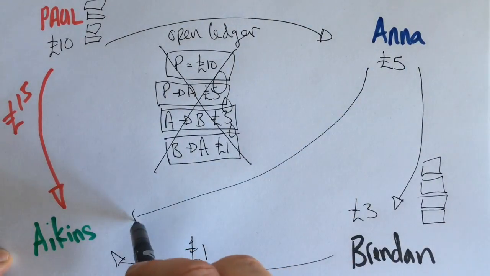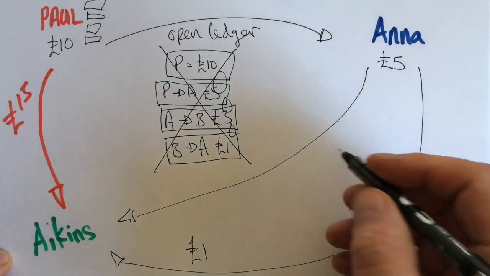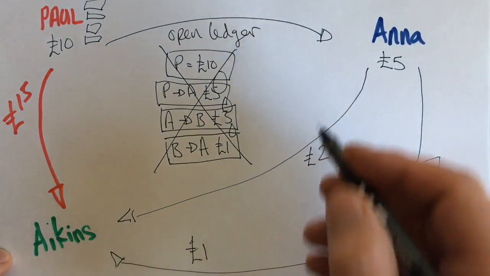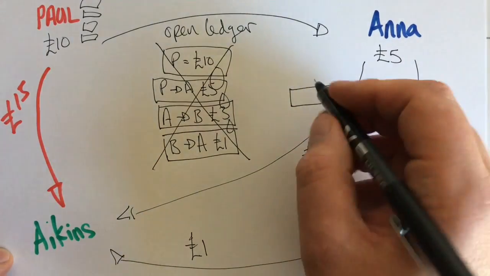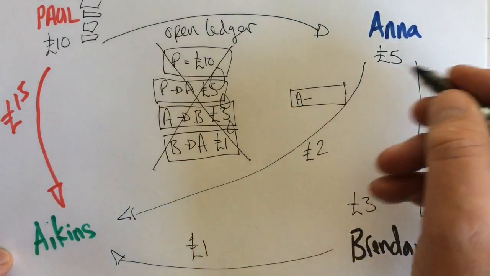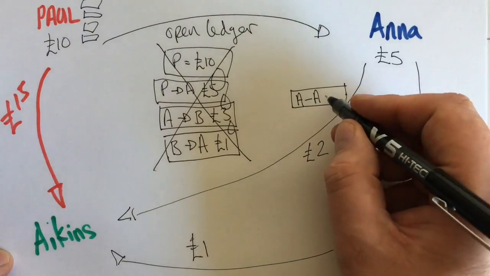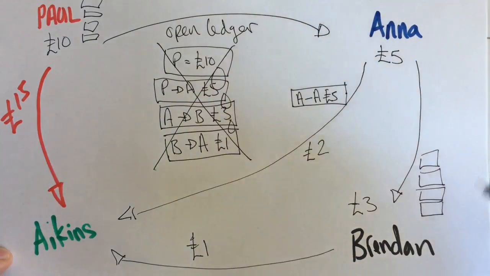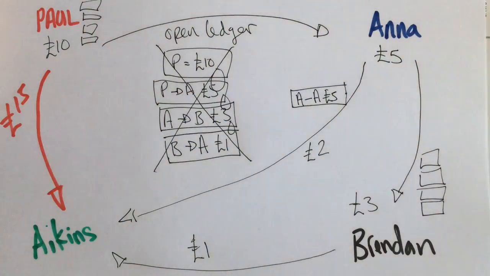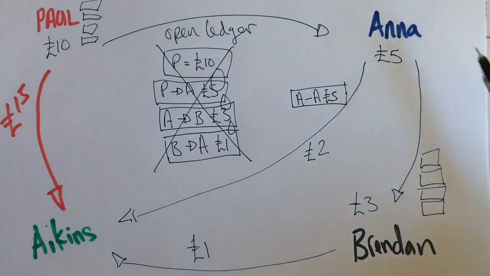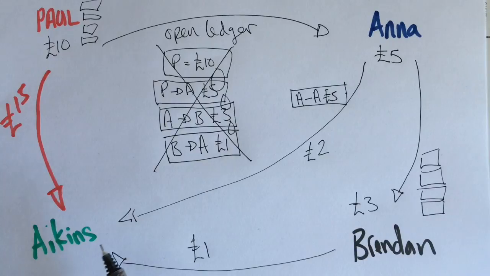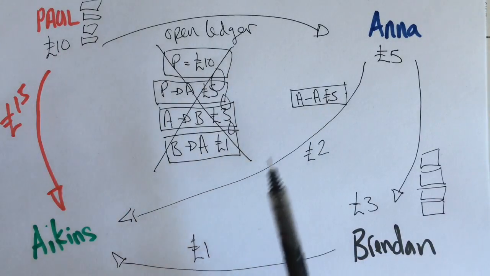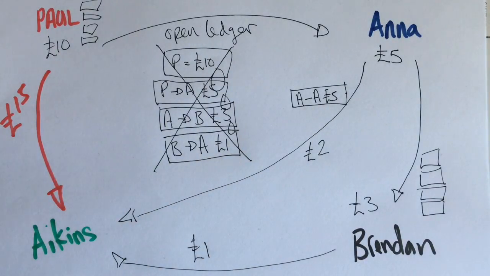Anna wants to transfer to Aikens £2. She advertises and publishes the fact that she's moving £5 from Anna to Aikens, but at the moment that's an unvalidated transaction. So Anna has published her intent to send the money, but because it's not yet validated, we need to look at the idea of miners.